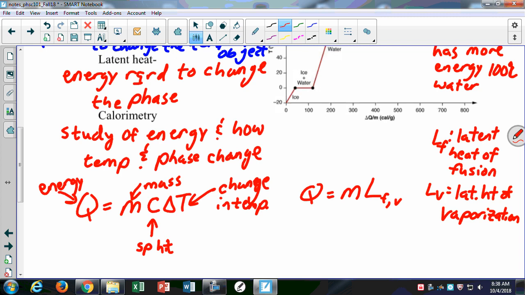But I want you to know the latent heat of fusion and latent heat of vaporization. And that's the amount of energy to change phases.